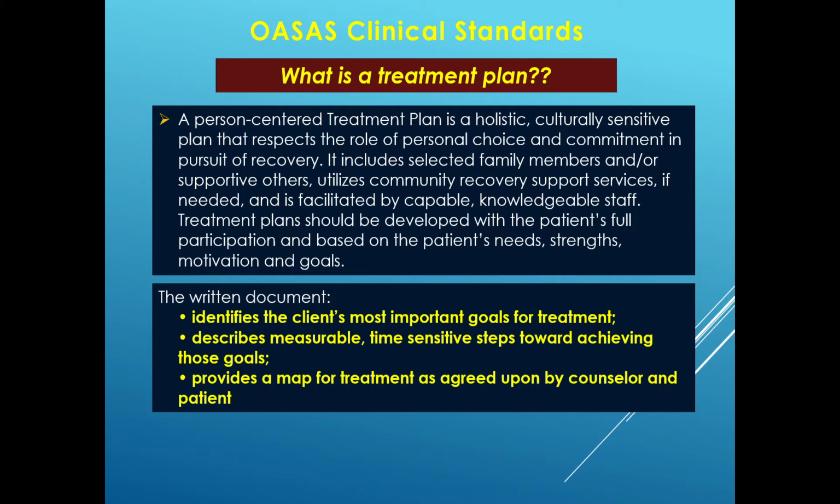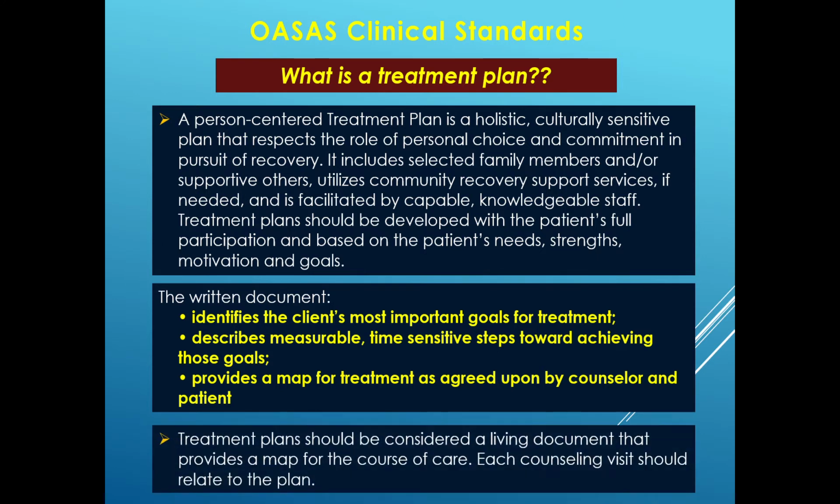The treatment plan is a written document that identifies the client's most important goals for treatment, describes measurable, time-sensitive steps towards achieving those goals, and provides a map for treatment as agreed upon by counselors and the patient. And again, this comes from OASIS, their clinical standards. Treatment plans should be described as a living document that provides a map of the course of care. Each counseling visit should relate to the plan. Okay?